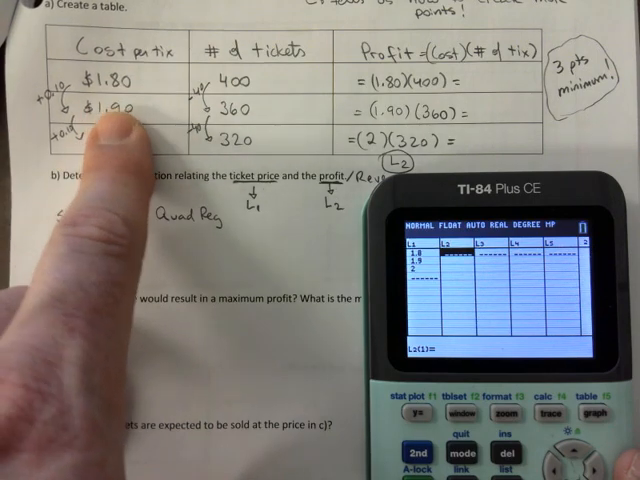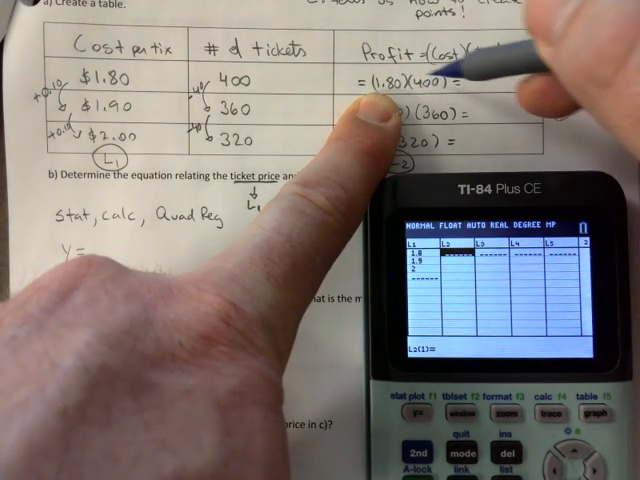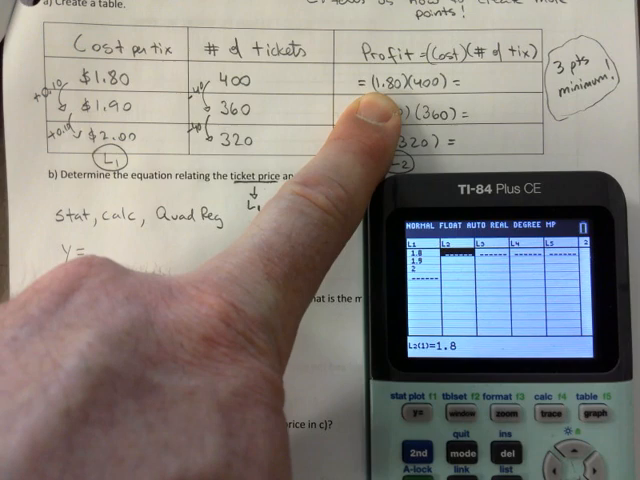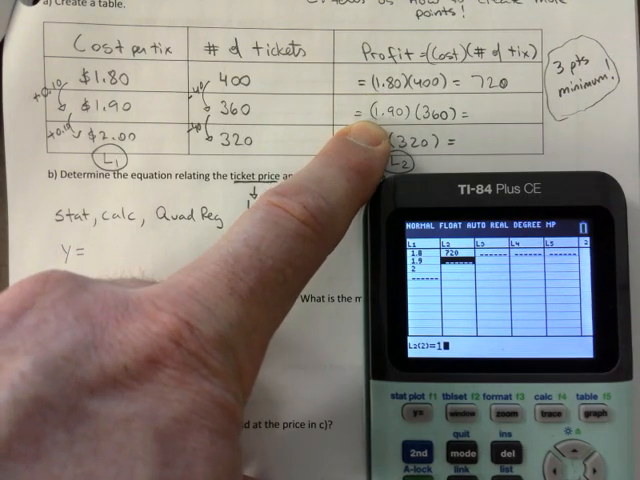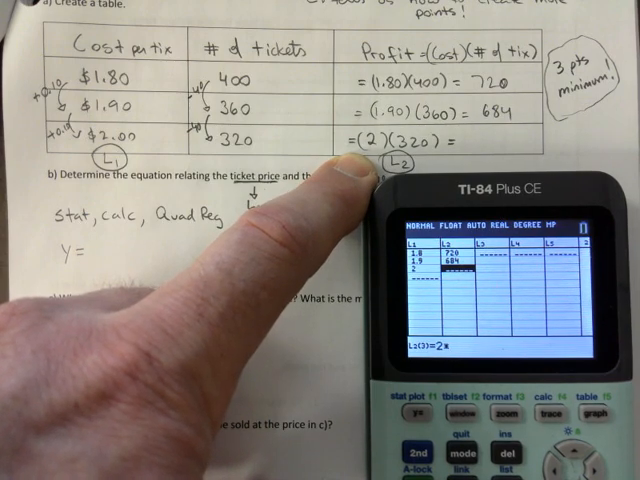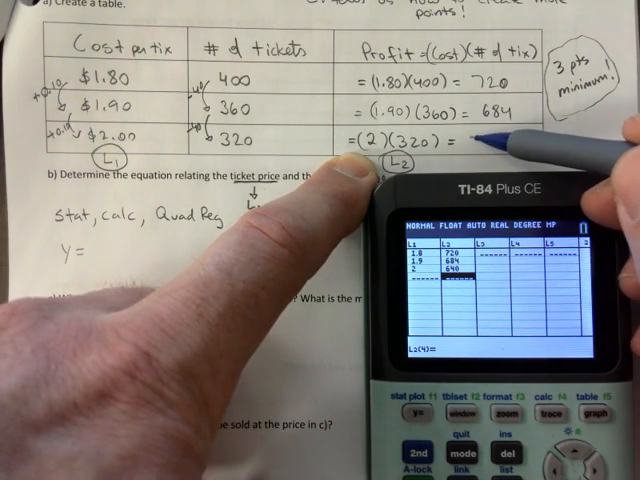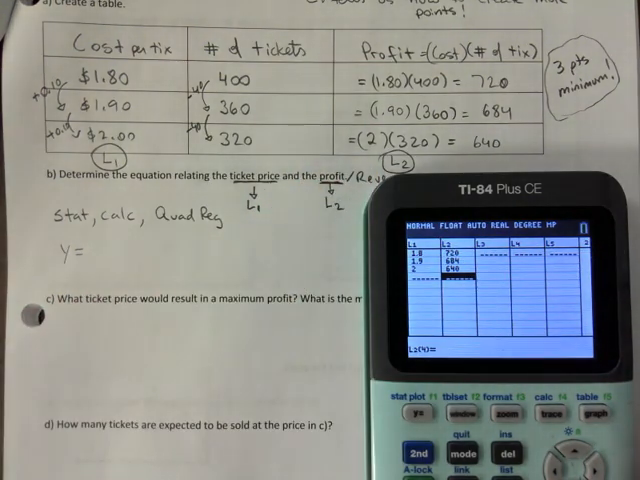Now, watch this. Don't enter this into L2. You want to go to profit, and I'm going to type it in exactly the way it is here, guys. Watch. 180 times 400. Enter. That's 720. That's what I write down. And then it's 1.9 times 360. That's 684. It's just because sometimes the numbers are uglier, and so this makes it a little faster. And you're not double calculating. Okay, so we've got 3 points.